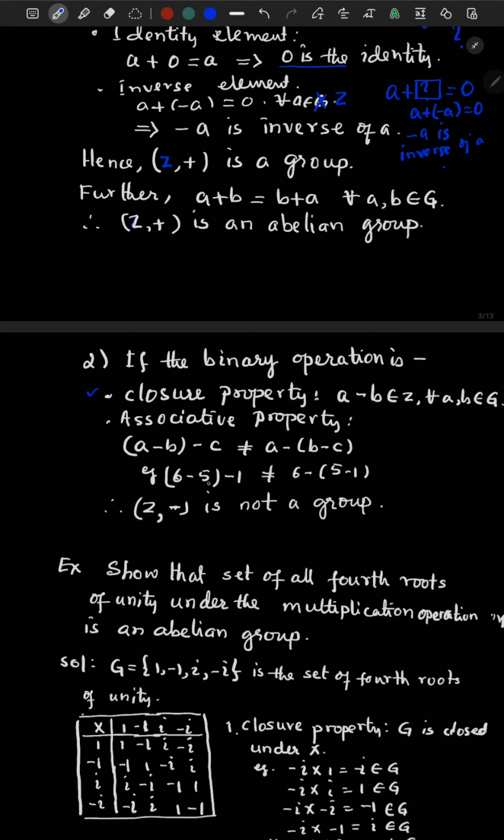So 6 minus 5 will be 1. Then 1 minus 1 becomes 0. And right side, B minus C becomes 5 minus 1, that is 4. Then 6 minus 4 will be 2. So 0 is not equal to 2. Here the associative property is not satisfied. Hence it is not called a group. It is only a groupoid.